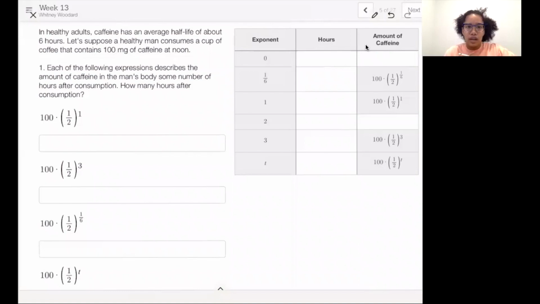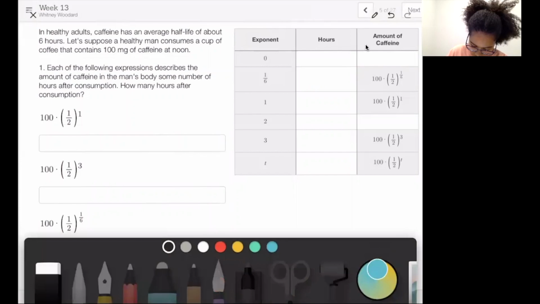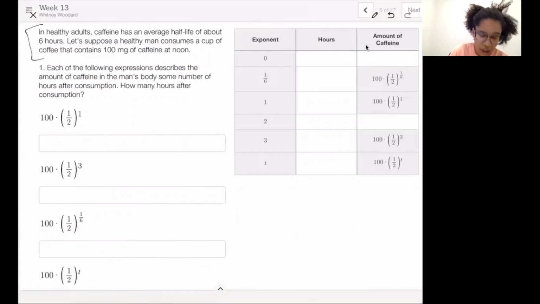Okay, so hello everyone. We're going to start going over the guided instruction for 4.3 Got Caffeine. So I'm going to start by reading the situation here. In healthy adults, caffeine has an average half-life of about 6 hours. Let's suppose a healthy man consumes a cup of coffee that contains 100 milligrams of caffeine at noon.